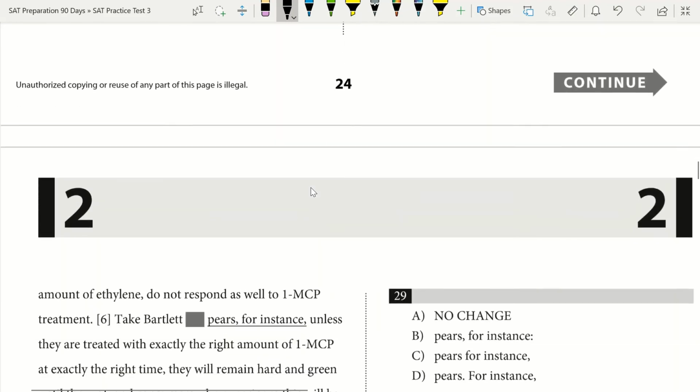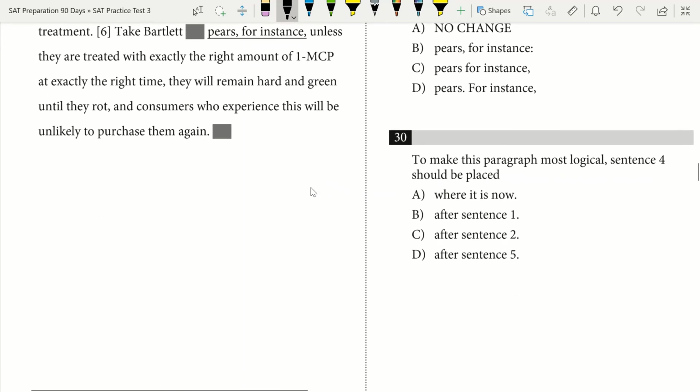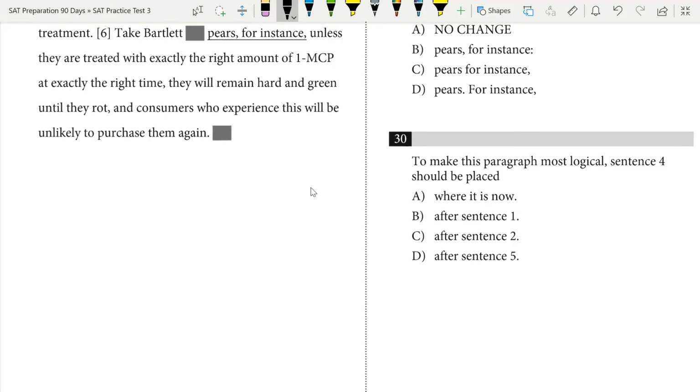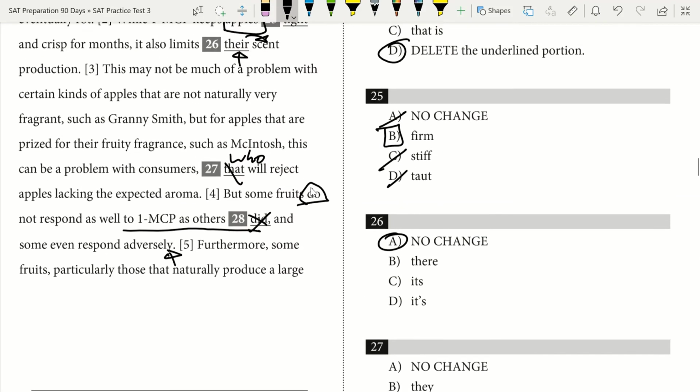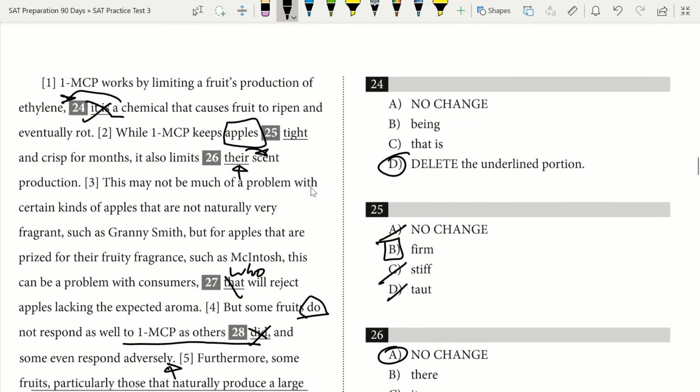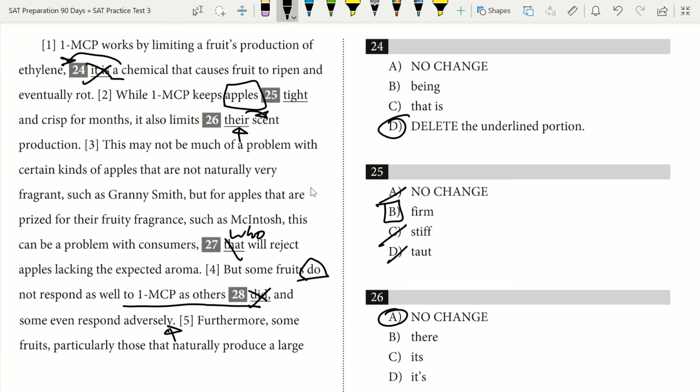So let me just go down and see which sentences it gives me as options. I see I have options after 1, 2, and after 5 for question 30. Well, if we go back, we know that we want to have a discussion of adverse effects coming after sentence 4. Okay, we see our discussion of adverse effects as far as scent production, right? Scent production in Macintosh being a problem with consumers. That's an adverse effect, right?